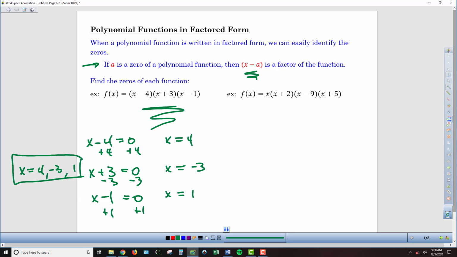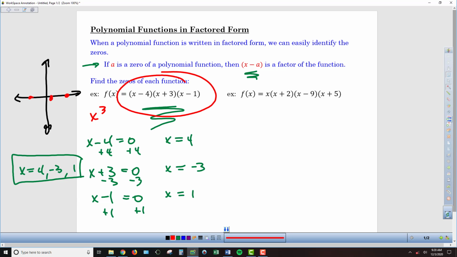And so with that information, if we were asked to, we could then start to piece together our graph. So we could go to 4, I'm just going to estimate it here, 1, and then negative 3, and those would be the places that our graph would cross through the x-axis. And if we were to multiply it all out, we're not going to have to do that, but if we did, we would end up with x cubed as one of our terms.